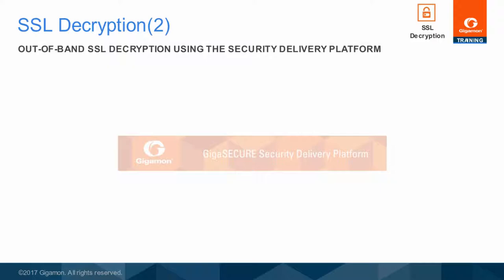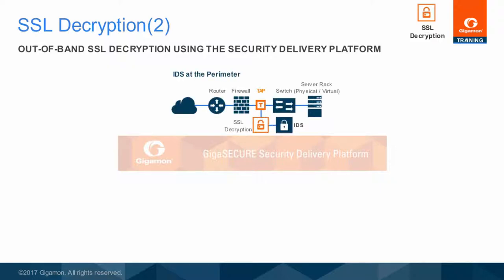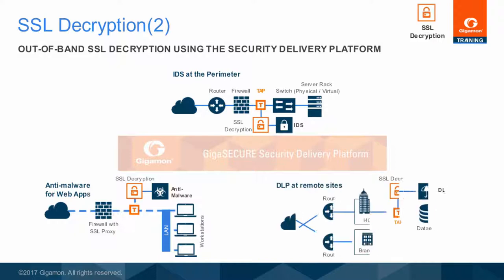Three common decryption scenarios are shown here, illustrating how security tools are able to leverage GigaSecure features to make traffic readable in intrusion detection system, anti-malware, and data loss prevention scenarios. Offloading the decryption task to the visibility platform makes this traffic readable to all of these tools without burdening the same tools with the very high CPU demands required for decryption itself.